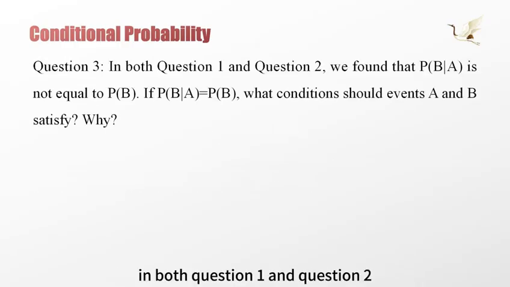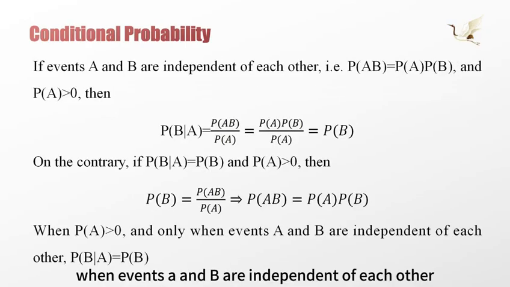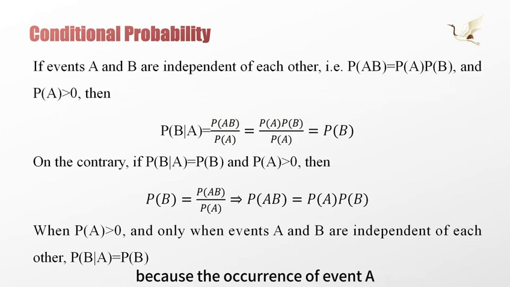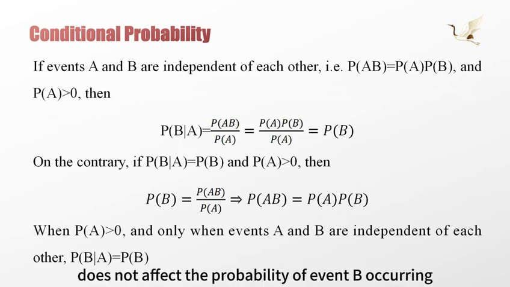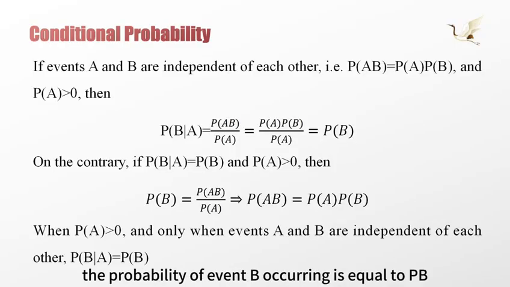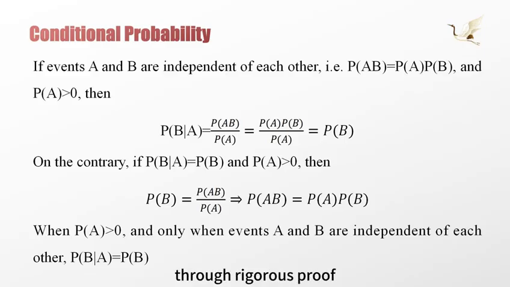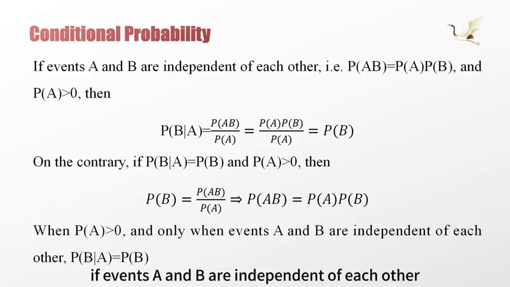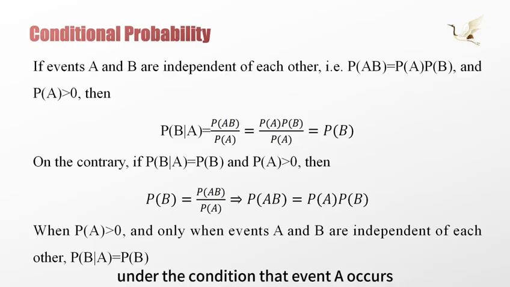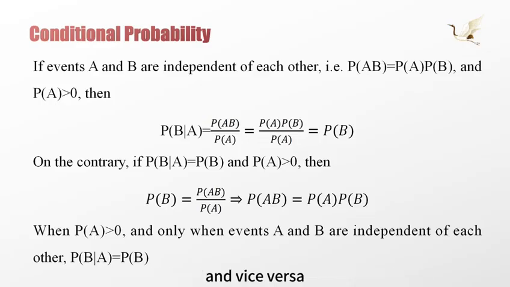In both question 1 and question 2, we found that P(B|A) and P(B) are not equal. If they are equal, what conditions should events A and B meet? When events A and B are independent of each other, because the occurrence of event A does not affect the probability of event B occurring, under the condition that event A occurs, the probability of event B occurring is equal to P(B). We can also verify our intuitive conjecture through rigorous proof. If events A and B are independent of each other, under the condition that event A occurs, the probability of event B occurring is equal to P(B), and vice versa.